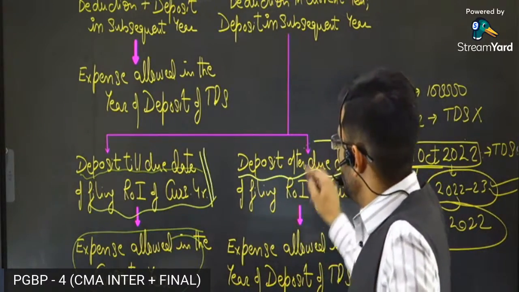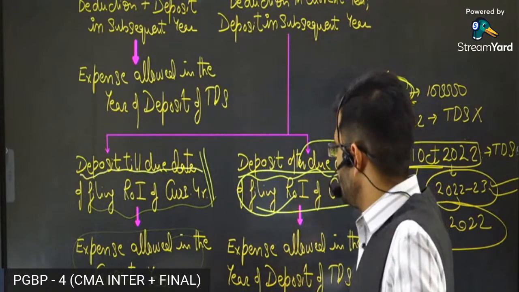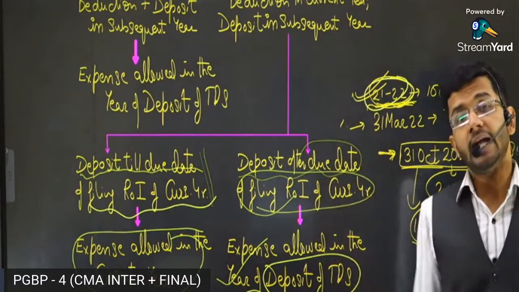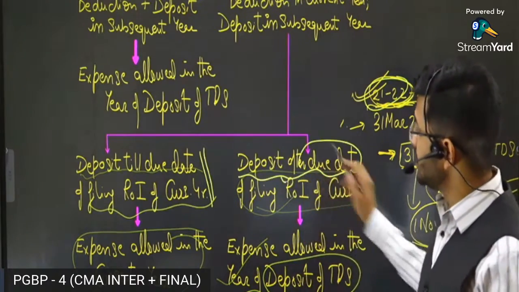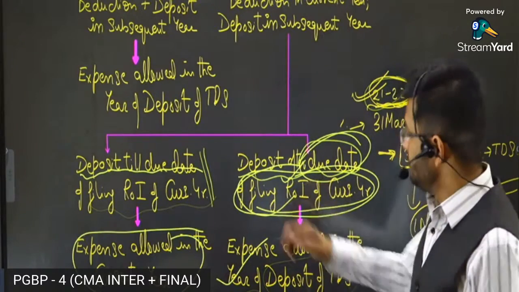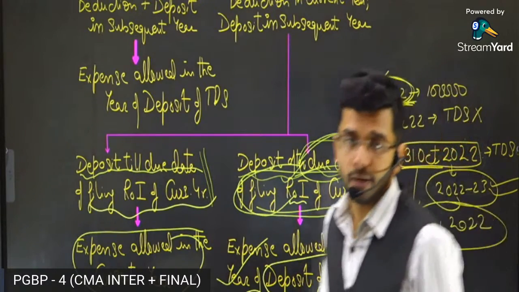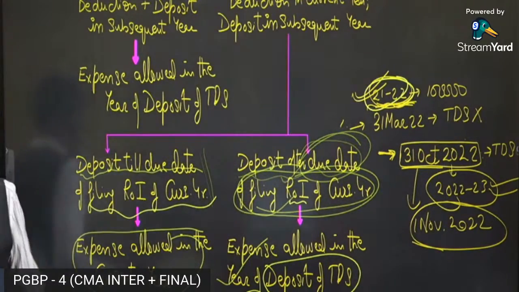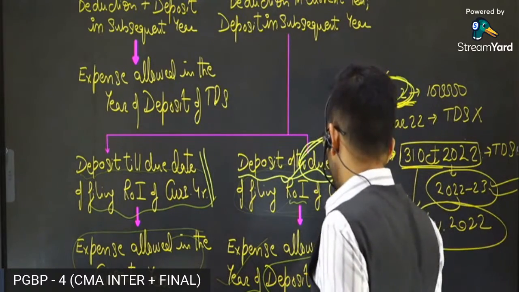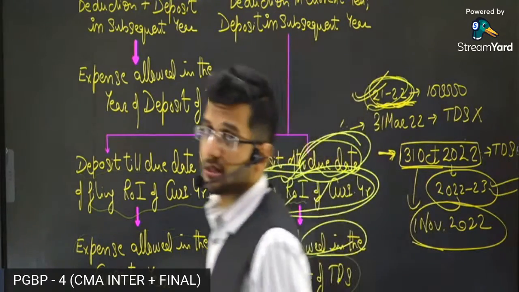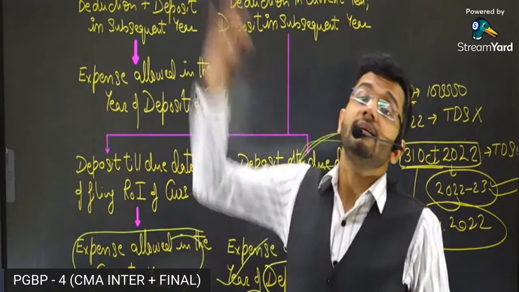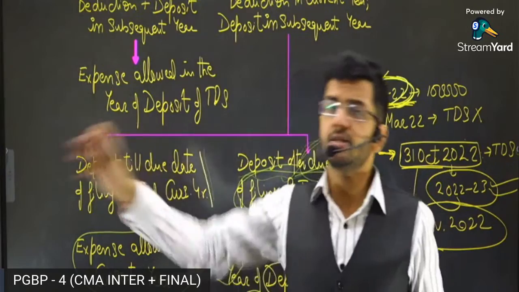And if the deposit is made after the due date of filing of return, then the expense is allowed in the year of deposit of TDS. Whenever you deposit the TDS, in that particular year the expense will be allowed, if the deposit is made after the due date of filing of return of income. That is the law. So you have to see what is the return filing date of that particular current year. If you deposit the TDS till the return filing date, then it's okay, and the deduction will be allowed in the year of expense itself. But if you deposit the TDS after the return filing date, then the expense will be allowed in the year when the TDS is deposited to the government treasury.